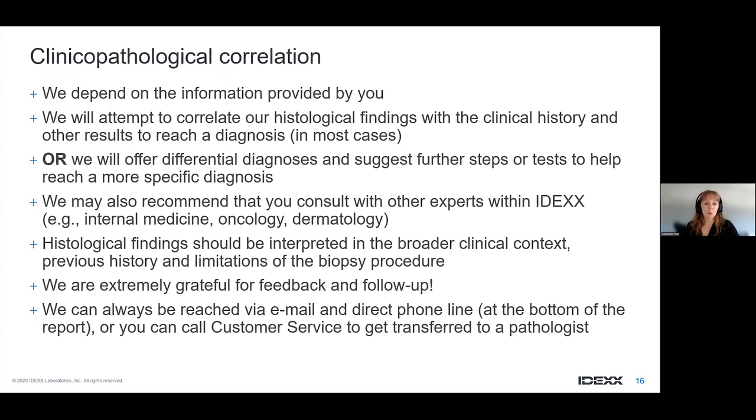And we always try to correlate our histological findings with the clinical history and any other results that you've submitted previously, any treatment, anything. There are obviously cases where we can't be 100% definitive, for example, because it's a very pleomorphic, very poorly differentiated tumor. And in these cases, we will suggest additional tests. This could be on our side, so it could be immunohistochemistry, for example, or it could be on your side. And it's really helpful to correlate these findings with diagnostic imaging, for example.